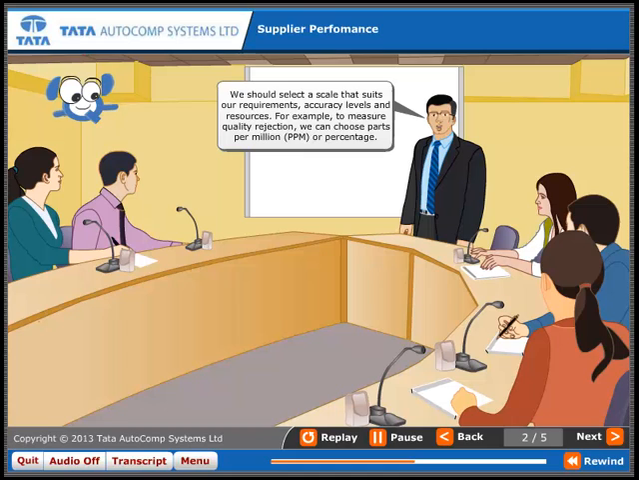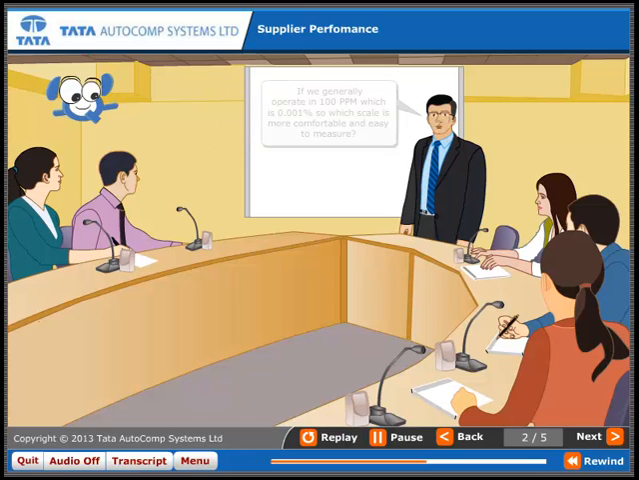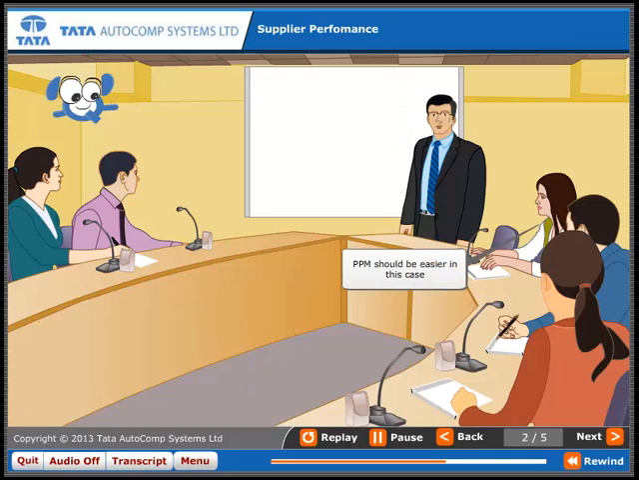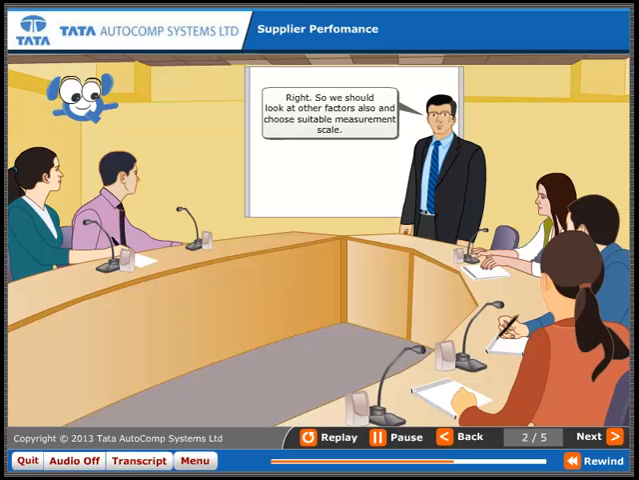For example, to measure quality rejection, we can choose parts per million, ppm, or percentage. If we generally operate in 100 ppm, which is 0.001%, which scale is more comfortable and easy to measure? ppm should be easier in this case. Right. So we should look at other factors also and choose suitable measurement scale.